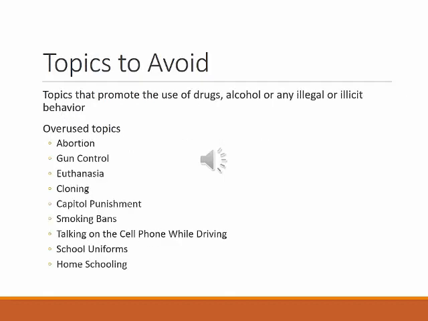So some topics that you should avoid, things that have been overused. Obviously, I mentioned abortion earlier. Gun control is another topic that we should probably avoid. Euthanasia, cloning, capital punishment, smoking bans, talking on cell phones while driving, school uniforms, homeschooling. These are all topics that have been overused and abused. You also want to avoid any topics that promote the use of drugs, alcohol, or any illegal or illicit behavior.